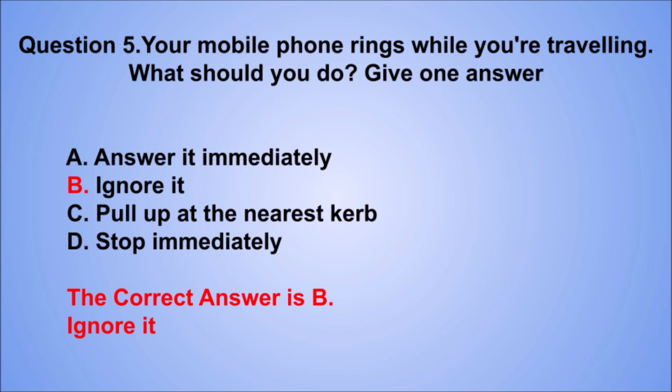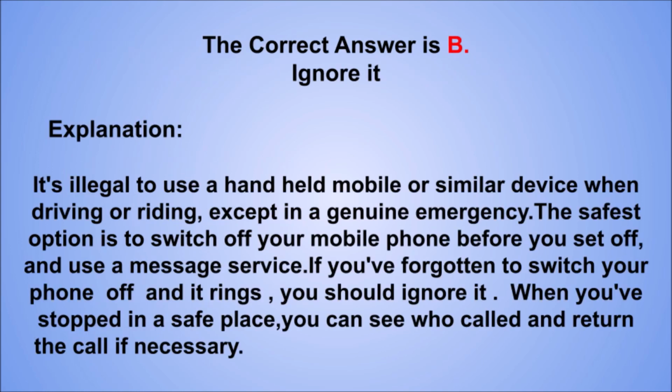Ignore it. Explanation: it's illegal to use a handheld mobile or similar device when driving or riding, except in a genuine emergency. The safest option is to switch off your mobile phone before you set off, and use a message service. If you've forgotten to switch your phone off and it rings, you should ignore it. When you've stopped in a safe place, you can see who called and return the call if necessary.